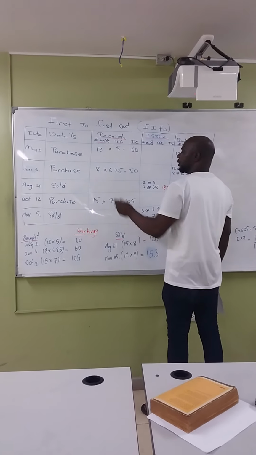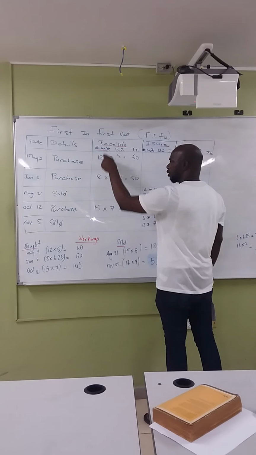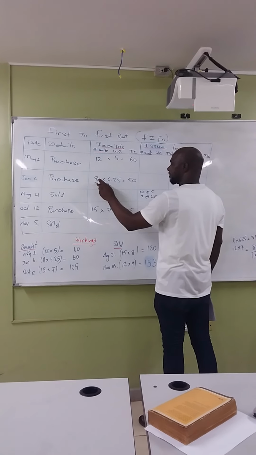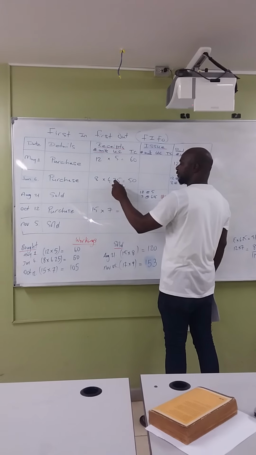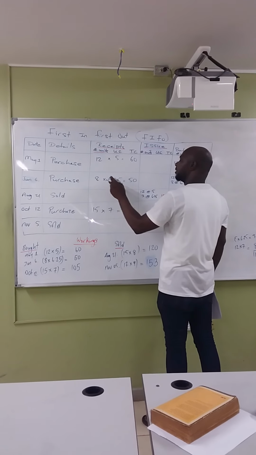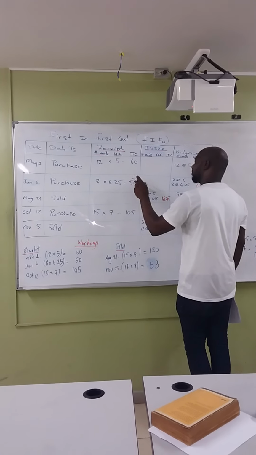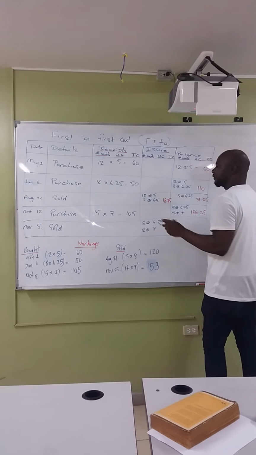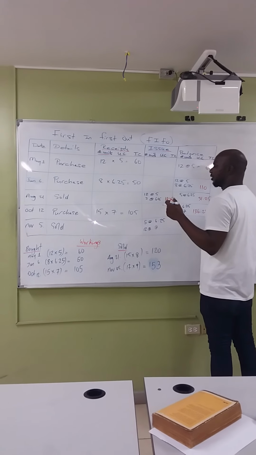What had happened? We purchased what quantity? The number of units that we purchased was 8. And we paid $6.25, so 8 times $6.25 would have been 50. Therefore that is going to be added to the goods that we had in our inventory.